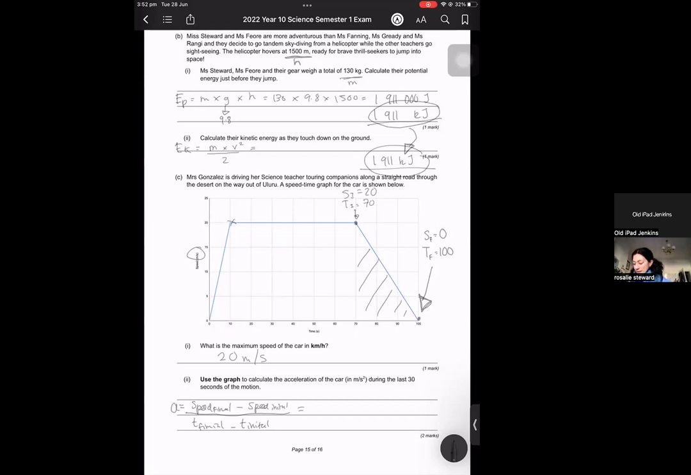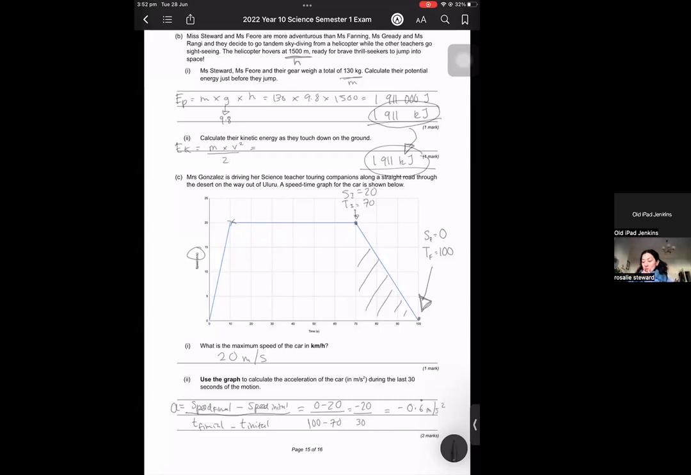Okay, so exactly as it reads. On the top, we have final speed minus initial speed, so that is 0 minus 20, over final time minus initial time, that is 100 minus 70. So that's going to be negative 20 over 30. Negative 2 over 3 is going to be negative 0.6 recurring. And that's going to be in meters per second squared.